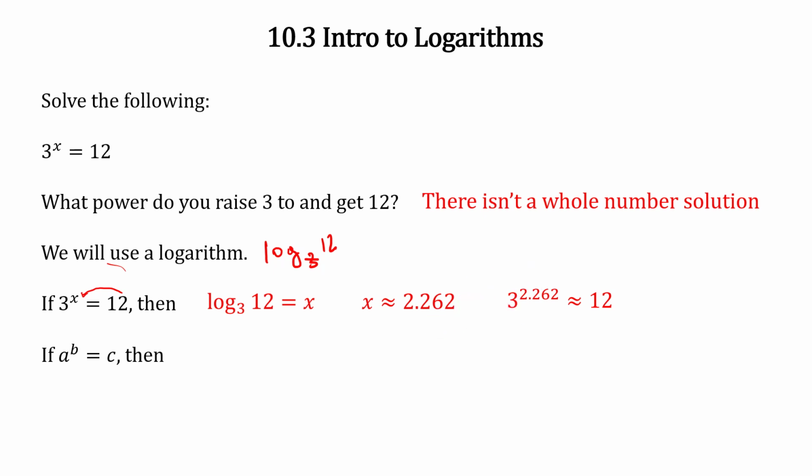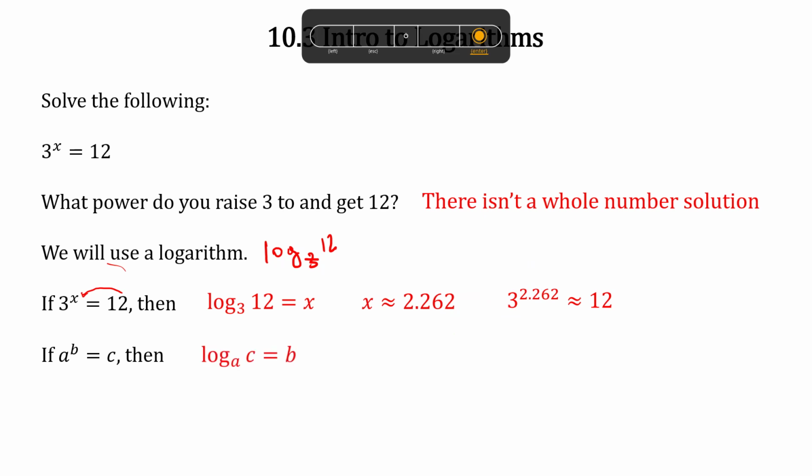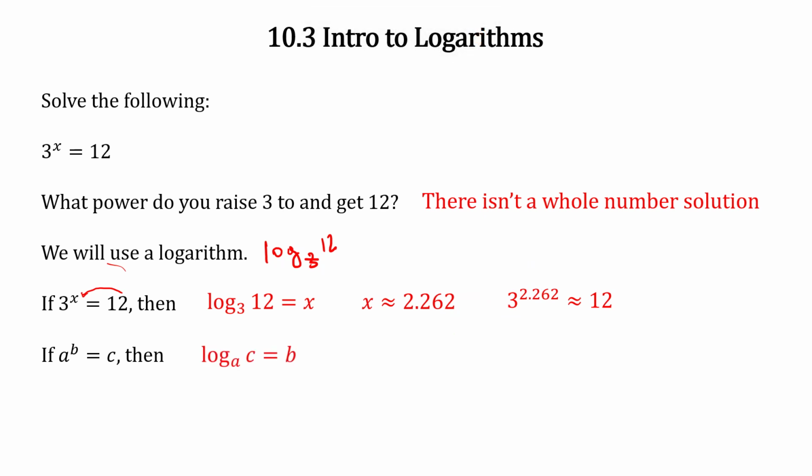So if a to the b equals c, then log base a of c equals b. I always think about it, if there's no log, you write log. First number doesn't change, then switch the other two numbers. And vice versa. If there is a log, you don't write the log, and then you switch the other two numbers.